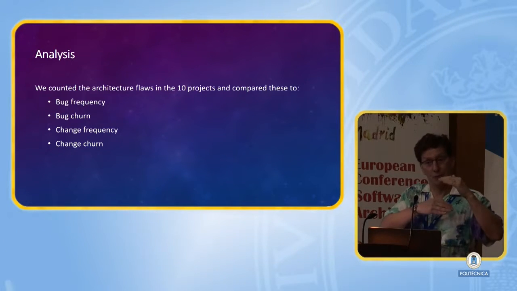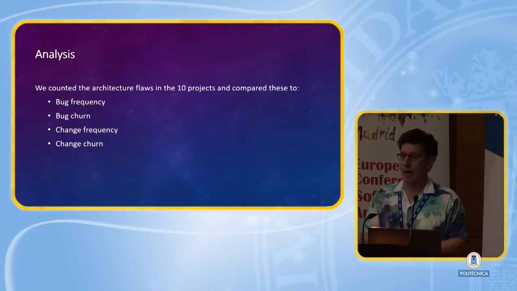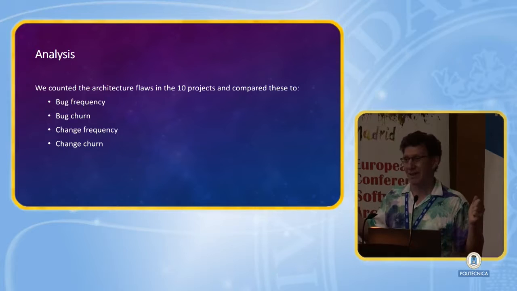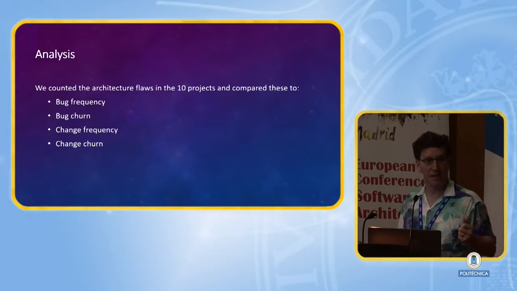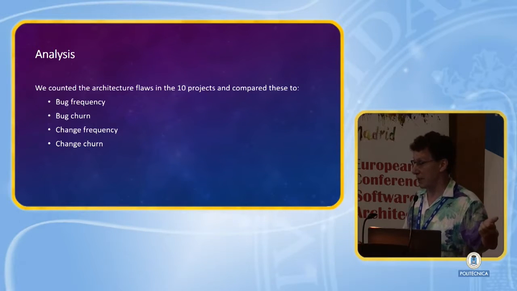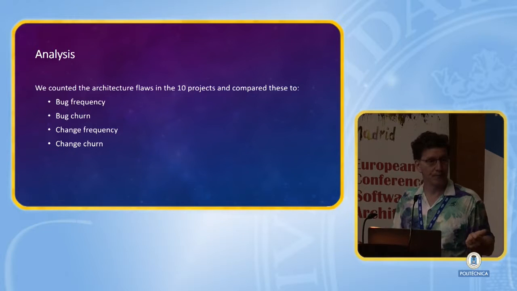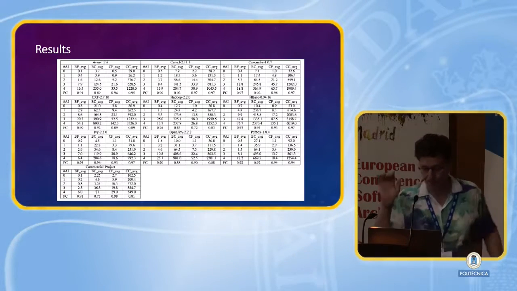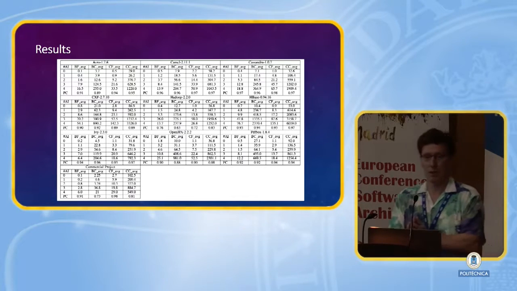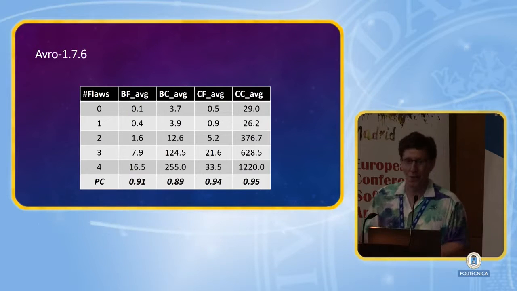So we counted the number of flaws that each file participates in, and we also calculated the number of bugs that file has been committed to fix, the number of changes the file has been committed to implement, and the number of lines of code committed to fix those bugs and implement those changes. And there's the results. Clear? Okay, sorry. Let's zoom in on one of those projects.